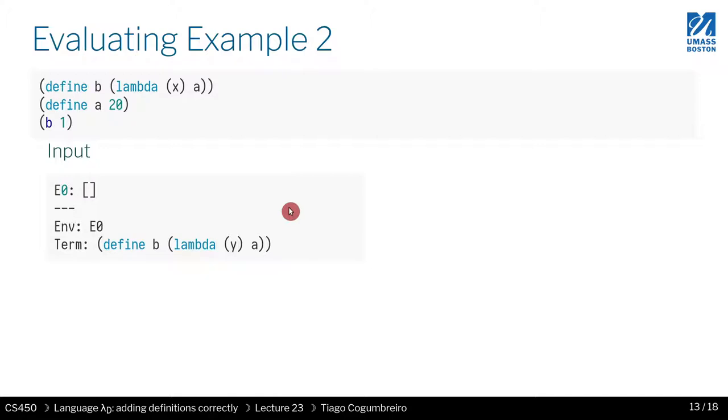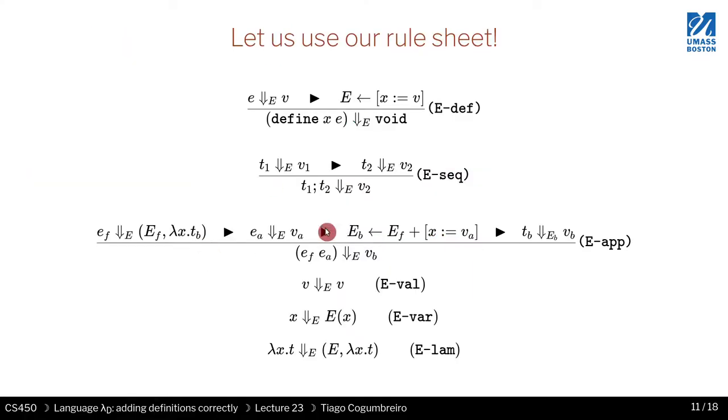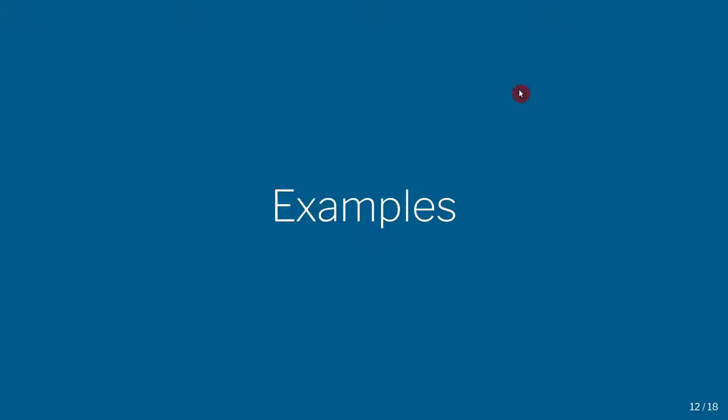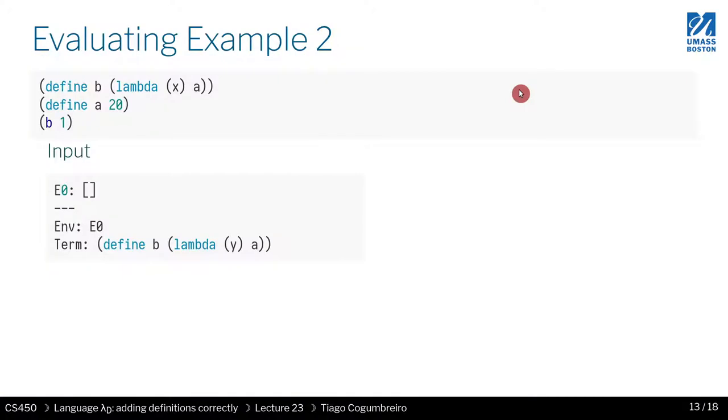Now what I would like you to do is, given these three things, which rule should you apply so that you can perform evaluation? Please pause the video and try to answer that. Again, look at these rules here and use the rule sheet to answer your question. You should figure out which rules you have to apply here, and the rules are going to reflect the various cases of the recursive function that you'll be implementing for your homework.